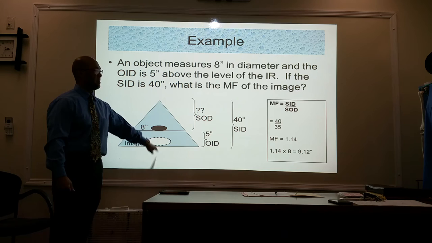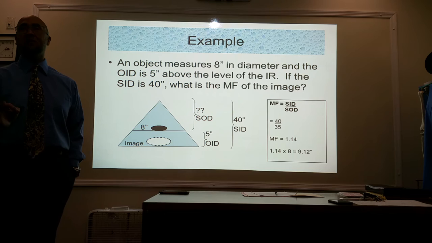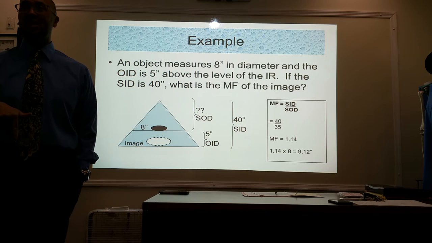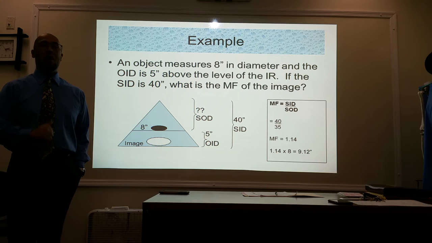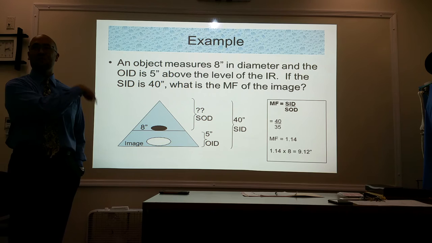So what you have to do is find your magnification factor. That's just giving you the factor. If I'm asking you what the size of the projected image is, you have to multiply the factor by the original size of the object. Do not forget that step. All you're determining here is the factor. If I'm asking the size, you've got to take the factor and multiply it by the original size. Everybody got that? Okay.